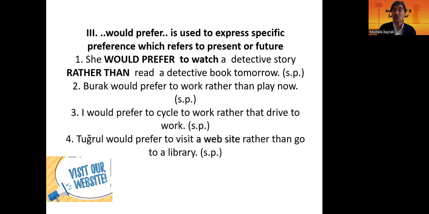Roman number three, would prefer. What about would prefer? Just like would like, for example. Would like means want, but would prefer means prefer. Would prefer is used to express a specific preference which refers to present or future. For example, she would prefer to watch a detective story rather than read a detective book tomorrow. She would prefer to watch, just like she would like to watch.